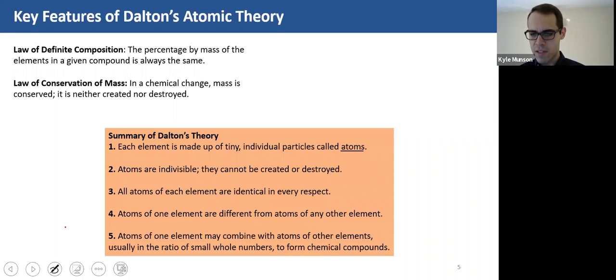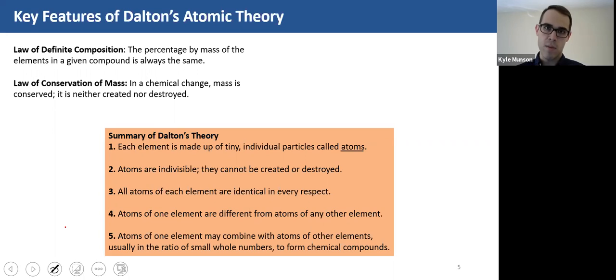So here's a summary of Dalton's theory. The first point is that each element is made up of tiny, individual particles called atoms. The second point is that atoms are indivisible. They cannot be created or destroyed. The third point is that all atoms of each element are identical in every respect. The fourth point is that atoms of one element are different from atoms of another element. So obviously a hydrogen atom is going to be different than an oxygen atom. And then atoms of one element may combine with atoms of other elements, usually in a ratio of small whole numbers, to form chemical compounds.